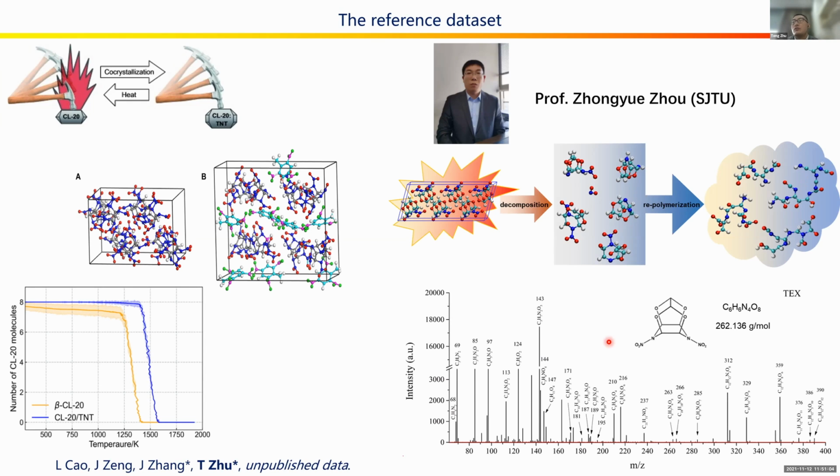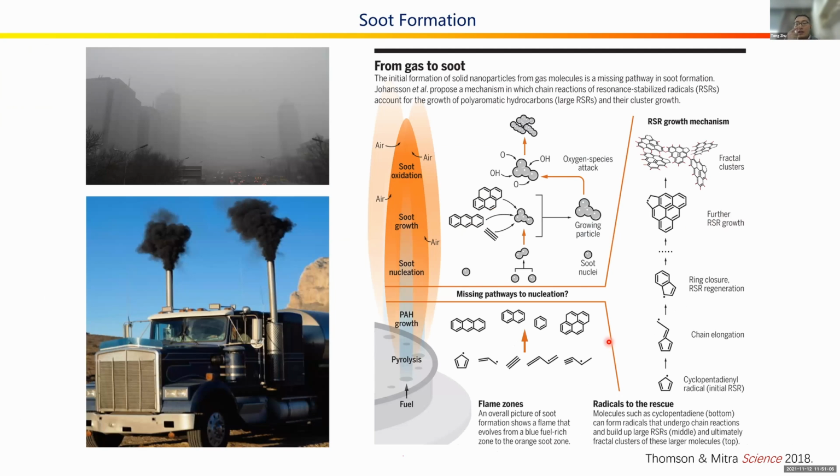And another example is the formation of soot. As we know, soot is formed in the incomplete combustion process, and the soot molecule is actually the second largest contributor to the greenhouse effect after carbon dioxide, and is also harmful to our health. But the molecular mechanism behind the formation of soot is unclear.